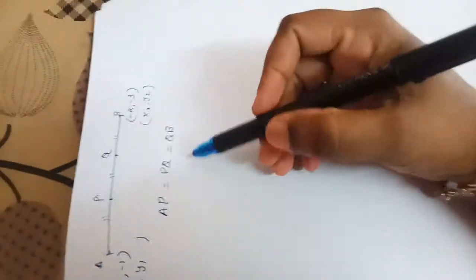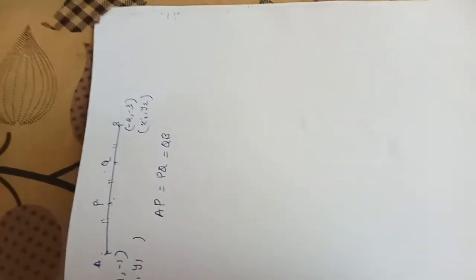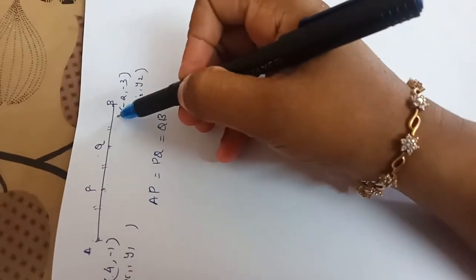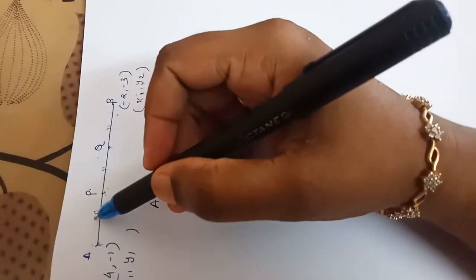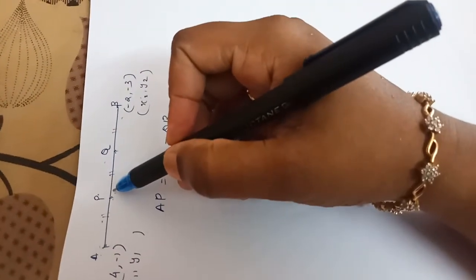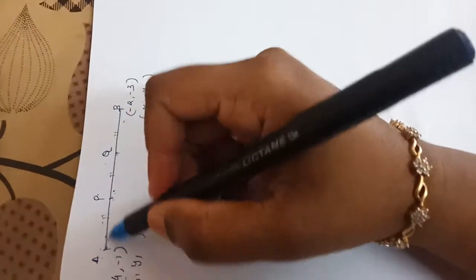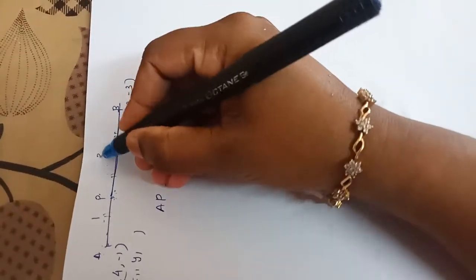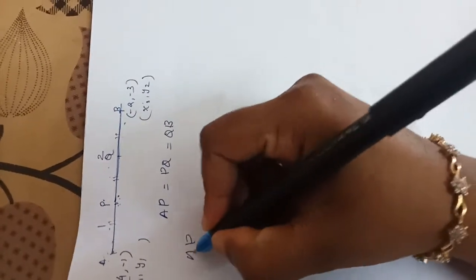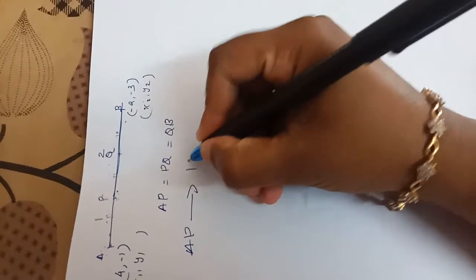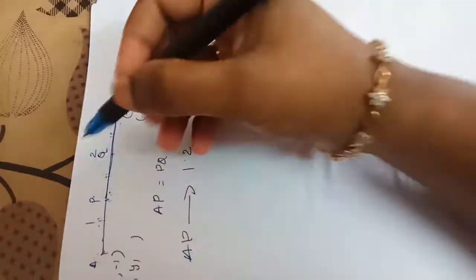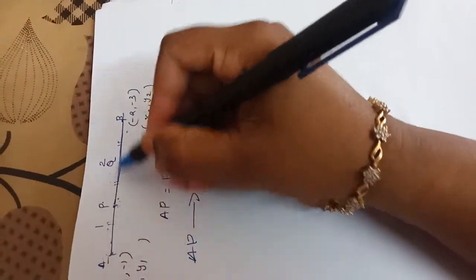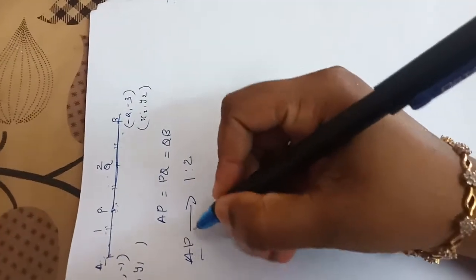AP is equal to PQ is equal to QB means totally how many parts? 1, 2, 3, correct? So from A to P, this is 1, the rest is 1, 2, that is 2. So A to P, the ratio is 1 is to 2. Next, from A to P and P to B, the ratio is 1 is to 2.